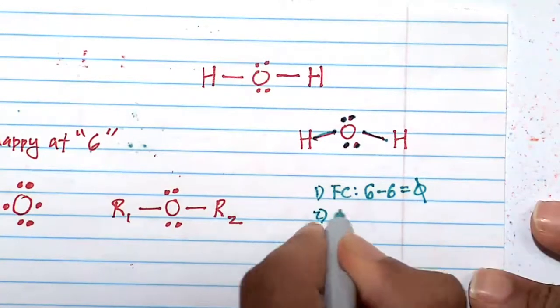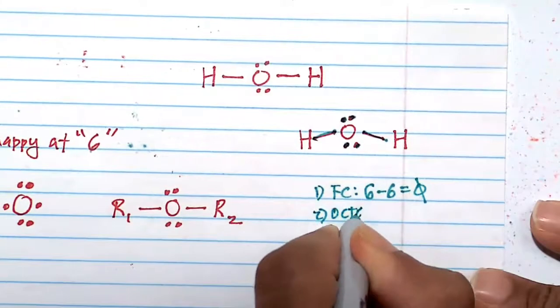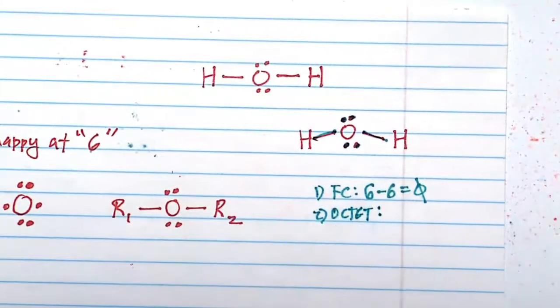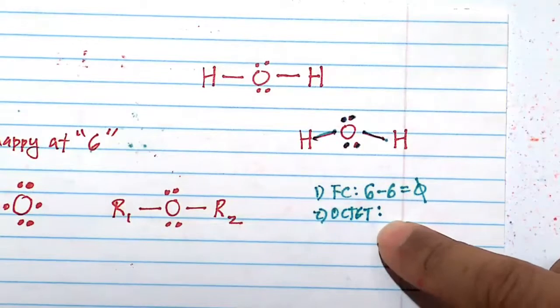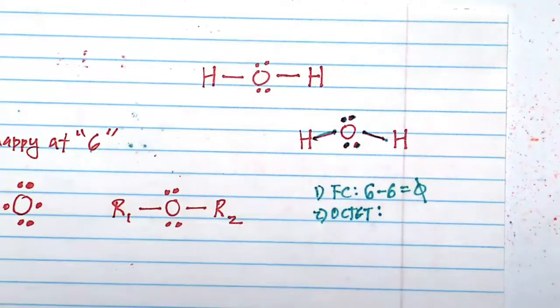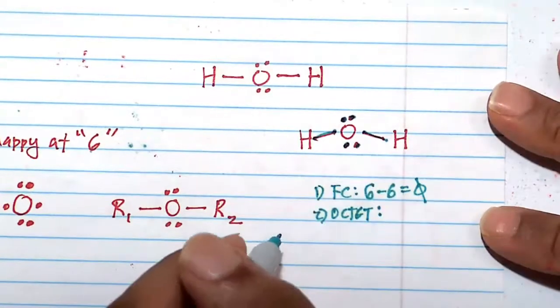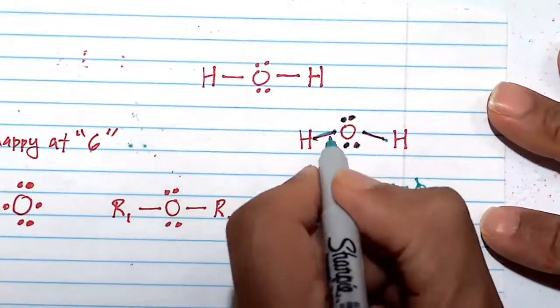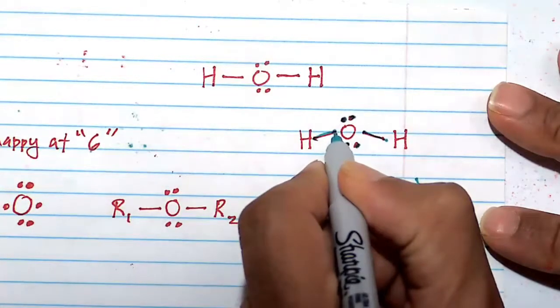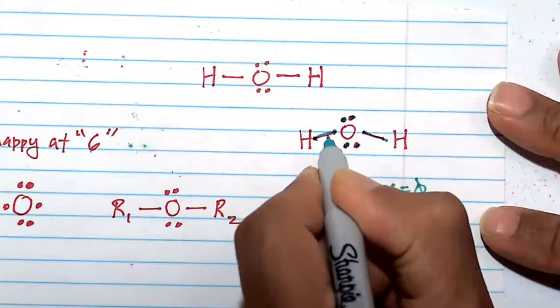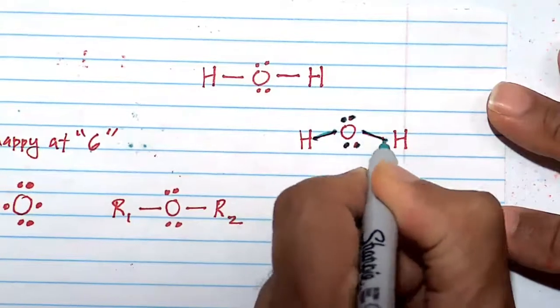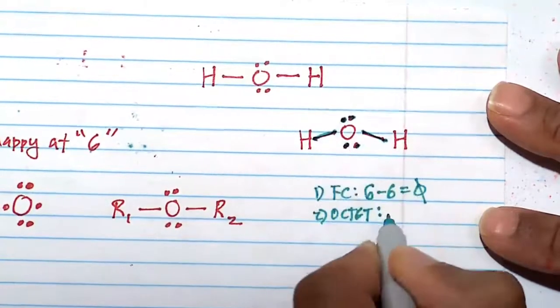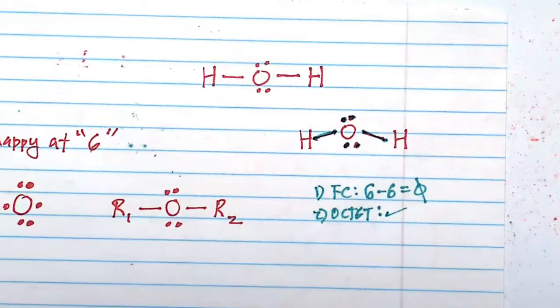The second rule is making sure you can get an 8 around the atom, though there are examples of expanded octets. So this rule is not hard and fast, but the formal charge minimization has to be very much adhered to. For the octet rule, here we count everything around it, shared and unshared, as 1. So counting them individually for the octet rule, 1, 2, 3, 4, 5, 6, 7, 8. So this oxygen has an octet.